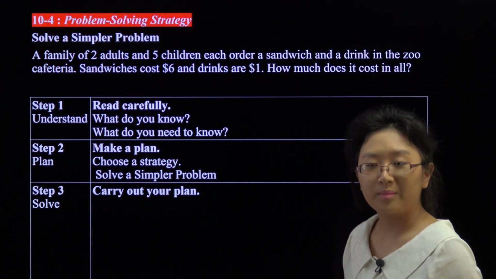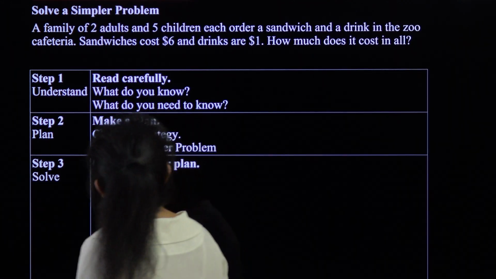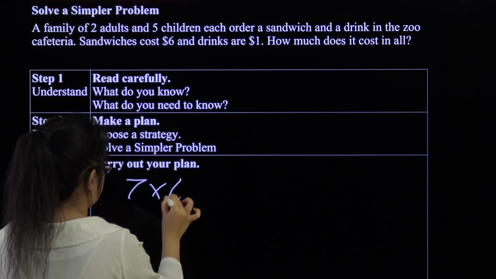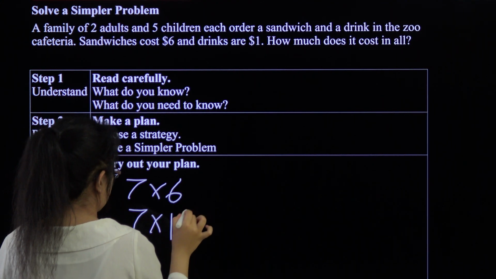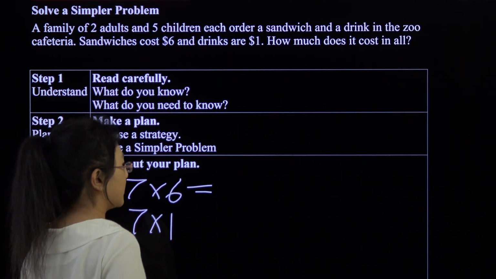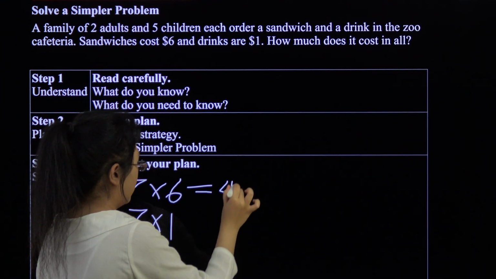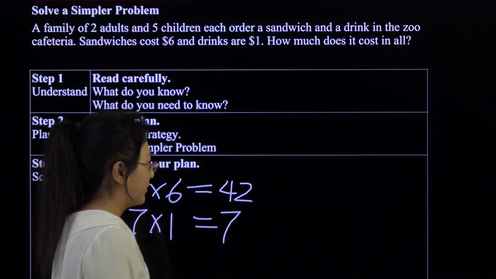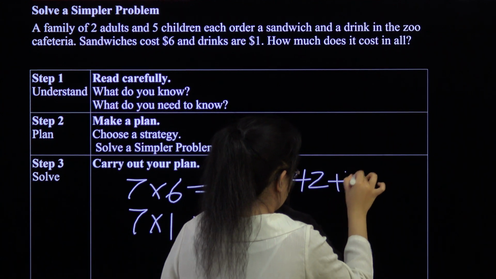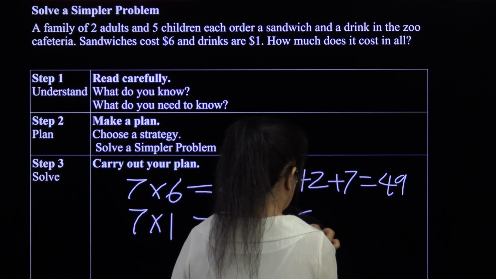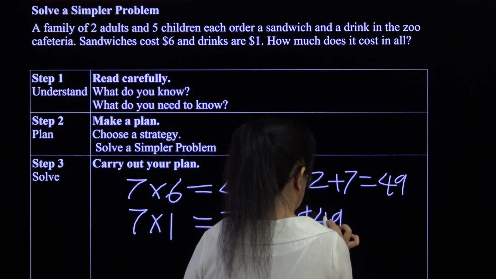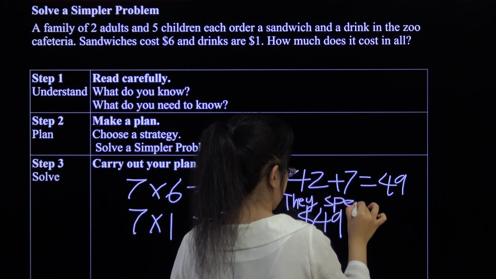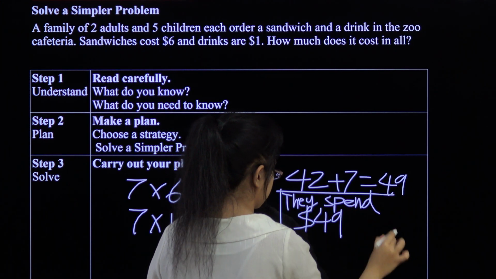Now here's how you solve a simpler problem. Basically, you realize it's 7 people, and then sandwiches are 7 times 6, and drinks is, well, just 7 times 1. So 7 times 6 is 42. Drinks is 7 times 1, identity property, 7. Then you add them up, and you end up with $49. They spend $49.